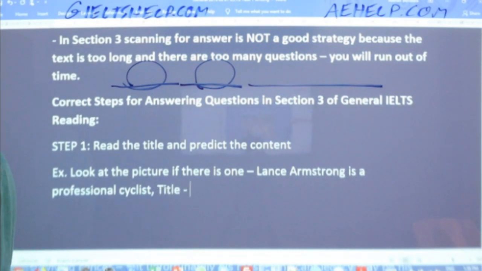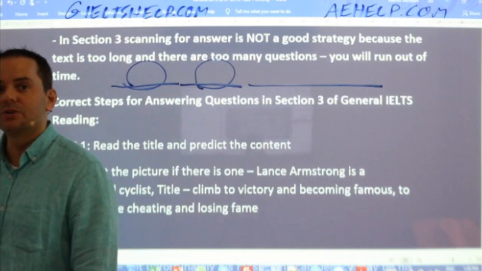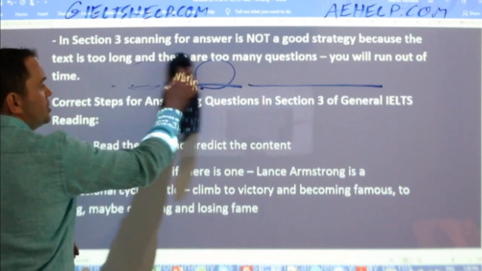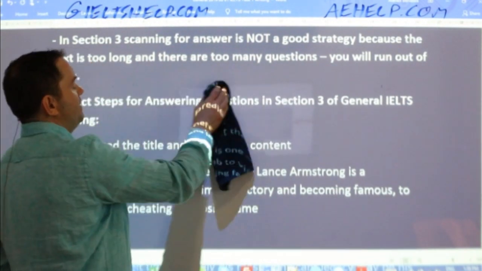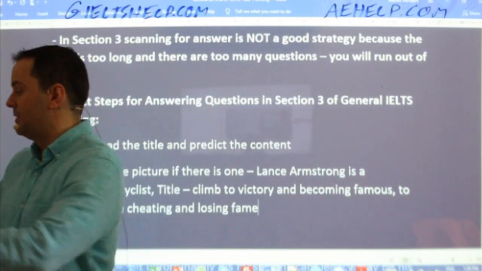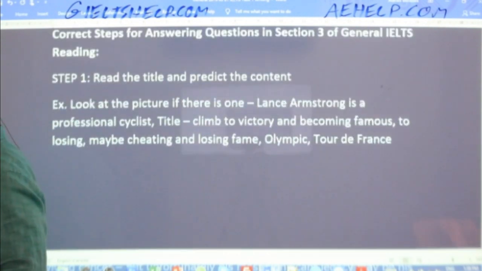Okay, so from the title, we get his climb to victory and becoming famous, to losing, maybe cheating, and losing fame. Sure. So all of those are good predictions. All right. So if you can get that information, so if you can think, all right, this is about a bicyclist. It's about them winning and maybe losing. Maybe something about the Olympics. Maybe something about the Tour de France, right? The biggest bicycling competition.